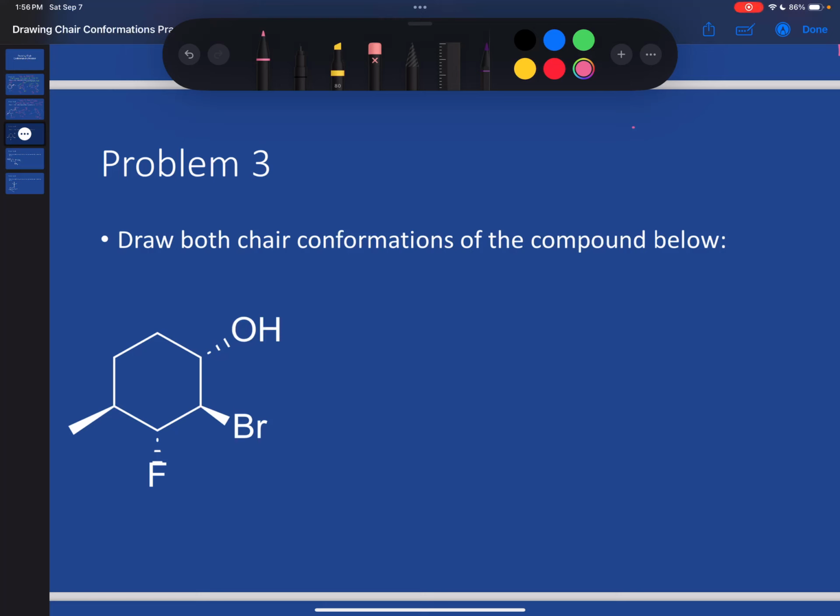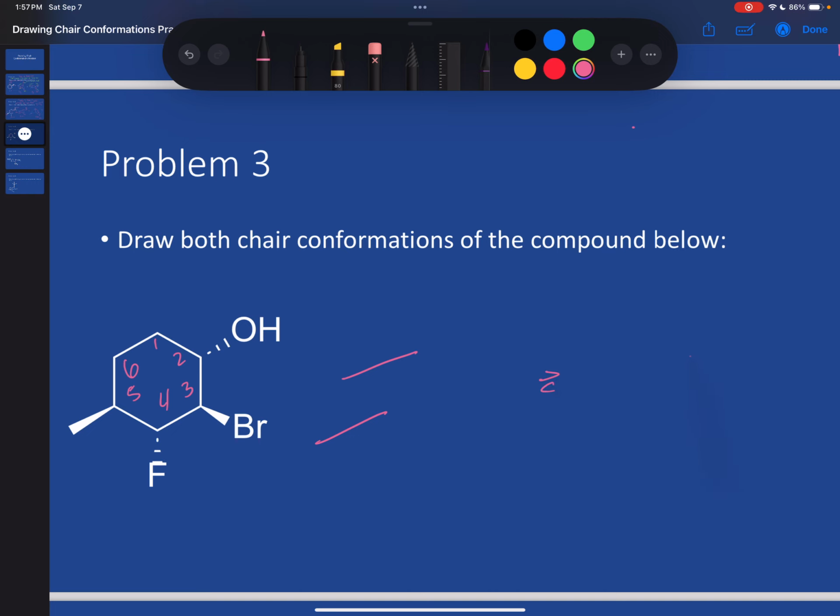All right, so we're going to do another example where we draw the two chair conformations for this compound. If you've watched the first two videos, you know this is how I'm going to number my ring. And again, I'm not naming it, so I don't care where my numbers go. If I were to name this correctly, my alcohol should have priority as position 1. Yes, that is true. But I'm not naming it, so I don't care. I just need to know where my stuff is when I move it to the ring.